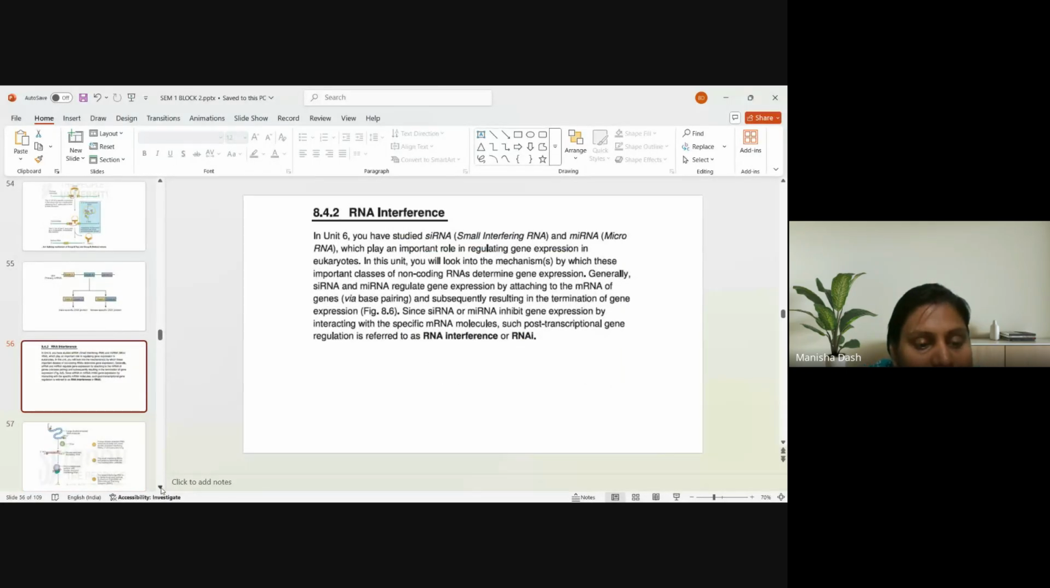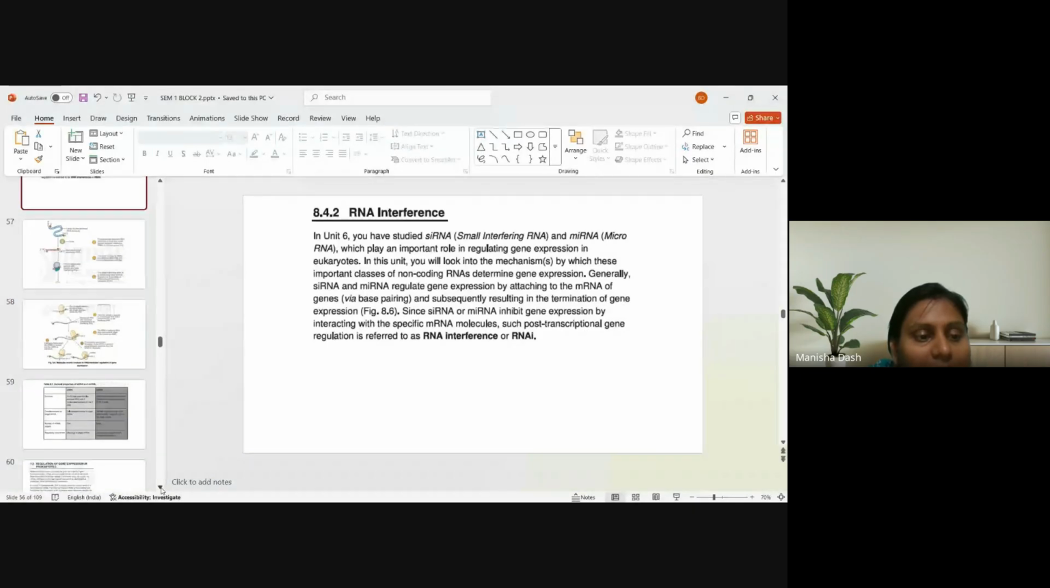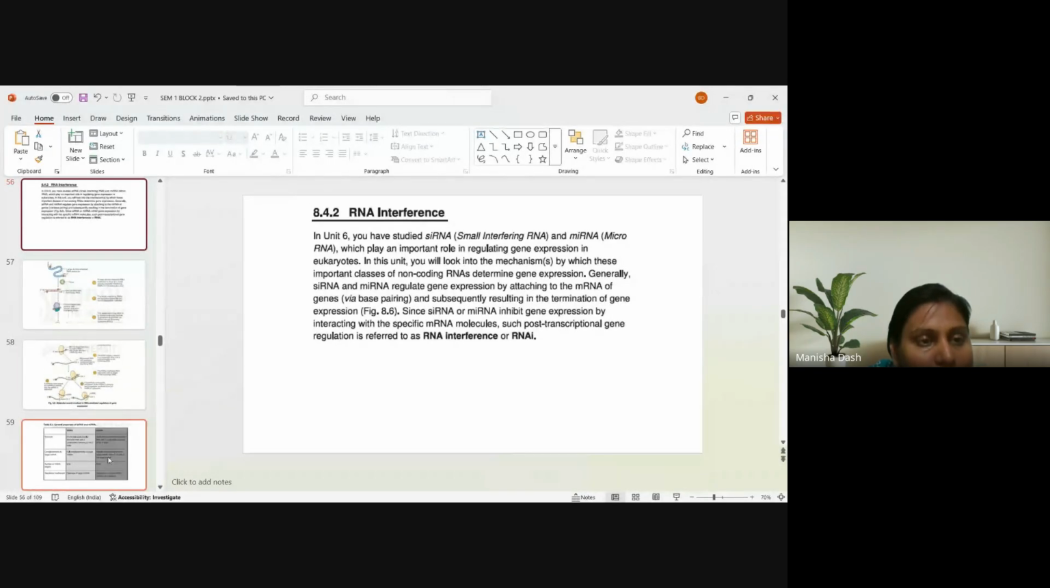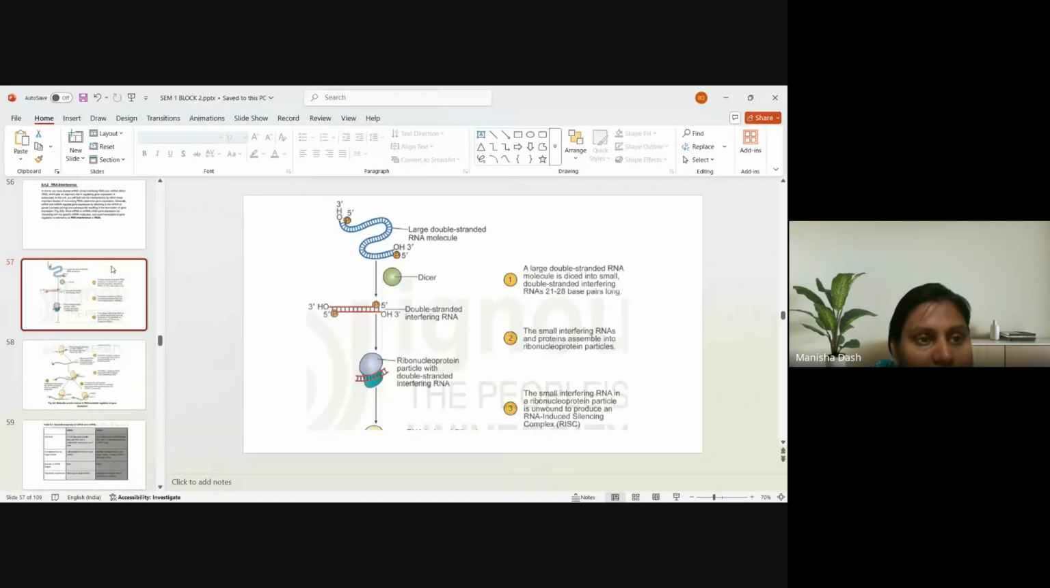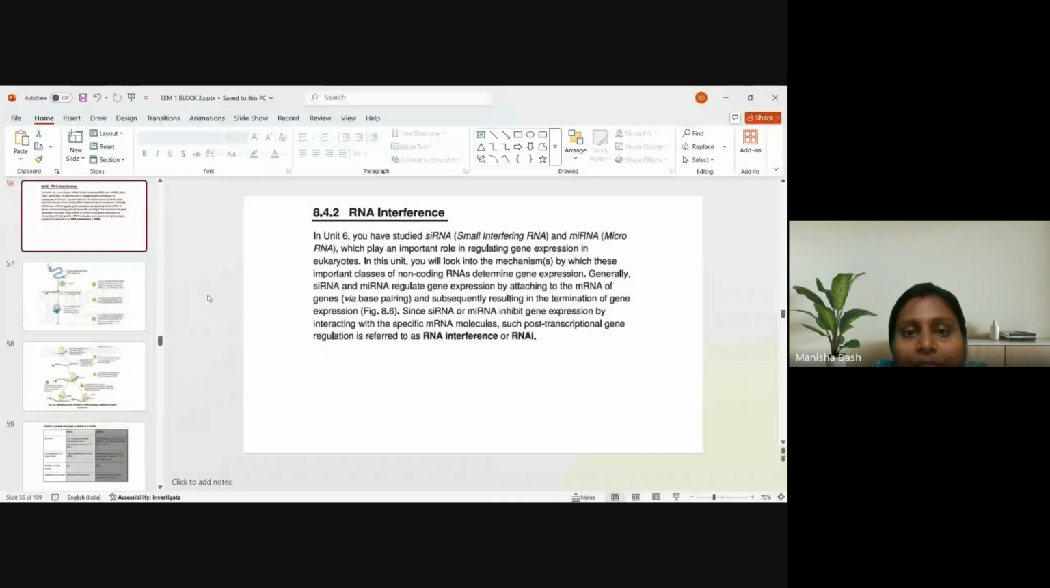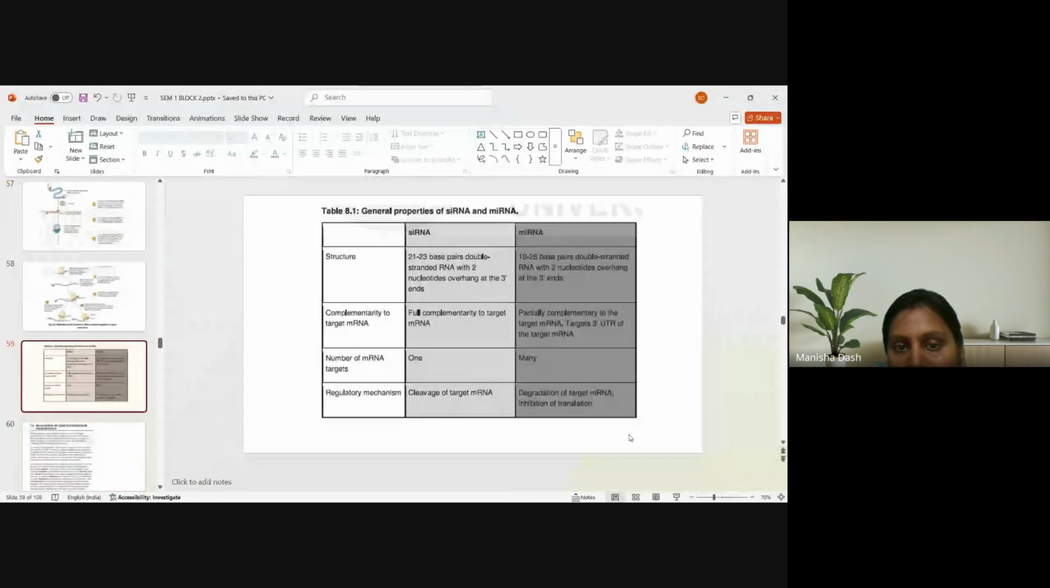Then coming to the last part of the unit, that is how to control the expression of genes. As we discussed, there are different types of RNA like siRNA and miRNA, that is small interfering RNA or microRNA, and they can control the expression of certain genes. Just have a look at the list of the RNAs responsible for how exactly they will be acting. Together they are called RNA interference.